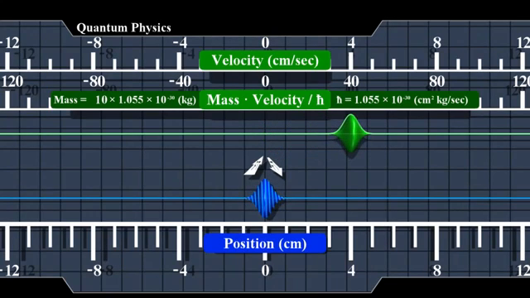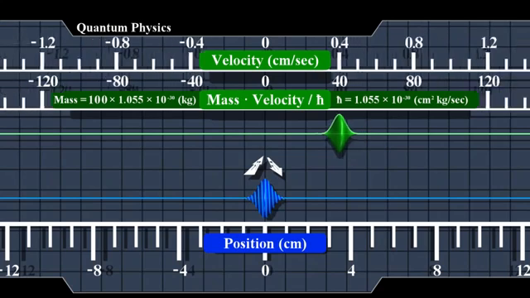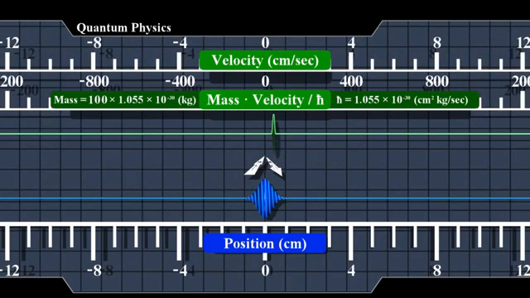We'll repeat the same steps again. Increase the mass, shrink the image, reduce uncertainty in position, and increase velocity.